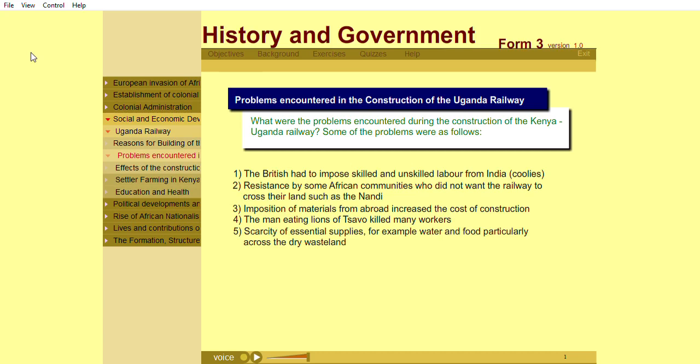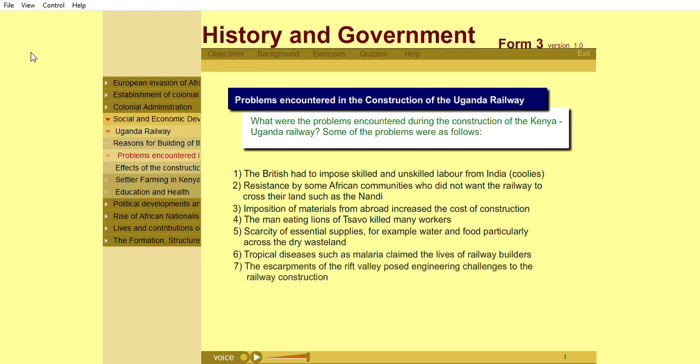Scarcity of essential supplies, for example water and food, particularly across the dry wasteland. Tropical diseases such as malaria claimed the lives of railway builders. The escarpments of the Rift Valley posed engineering challenges to the railway construction. Jiggers were a problem to the Indian workers who were walking barefoot.